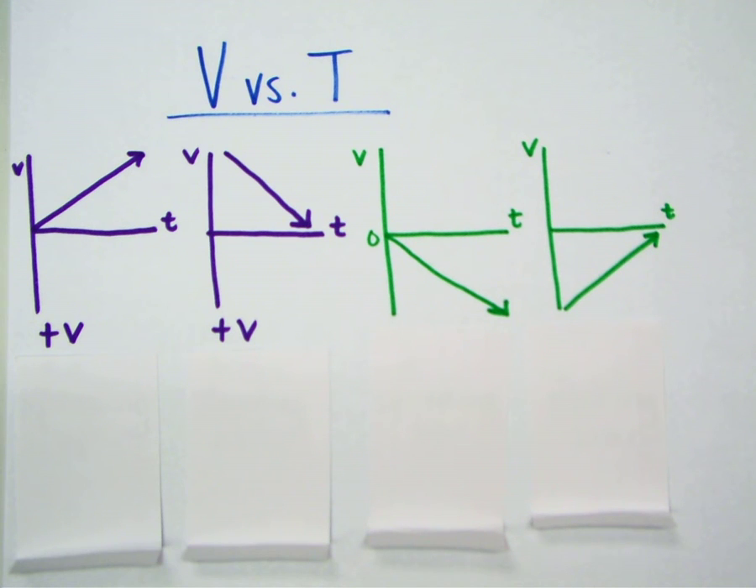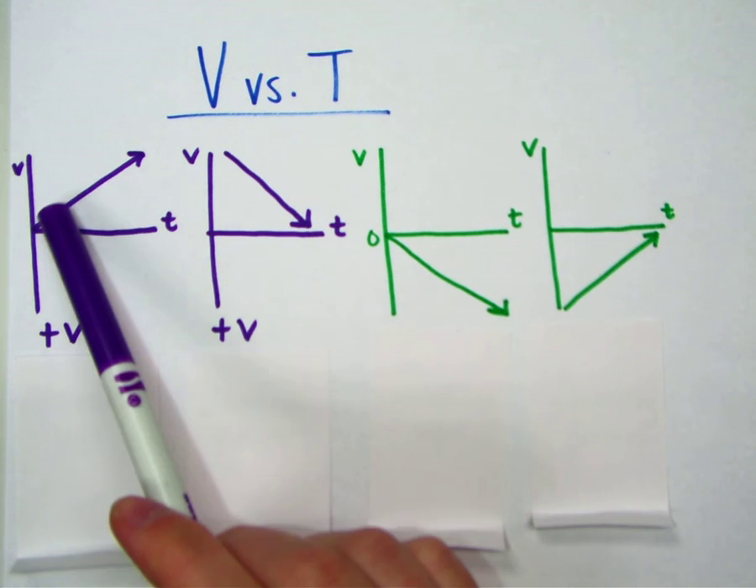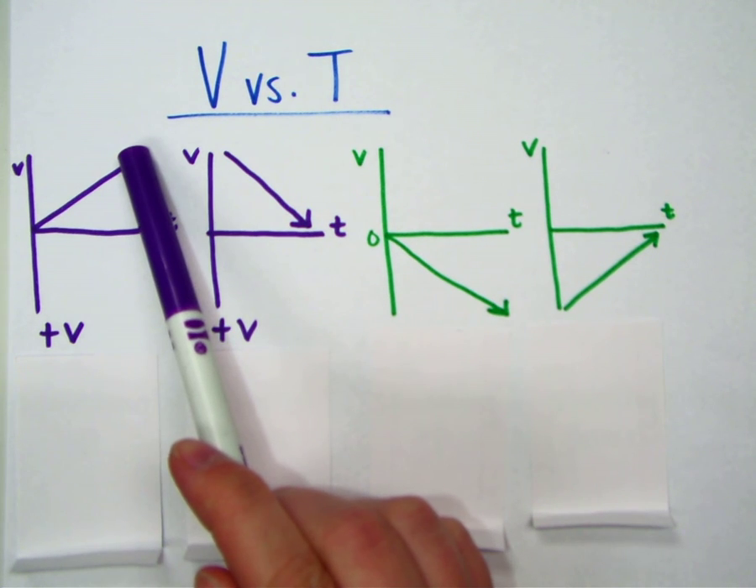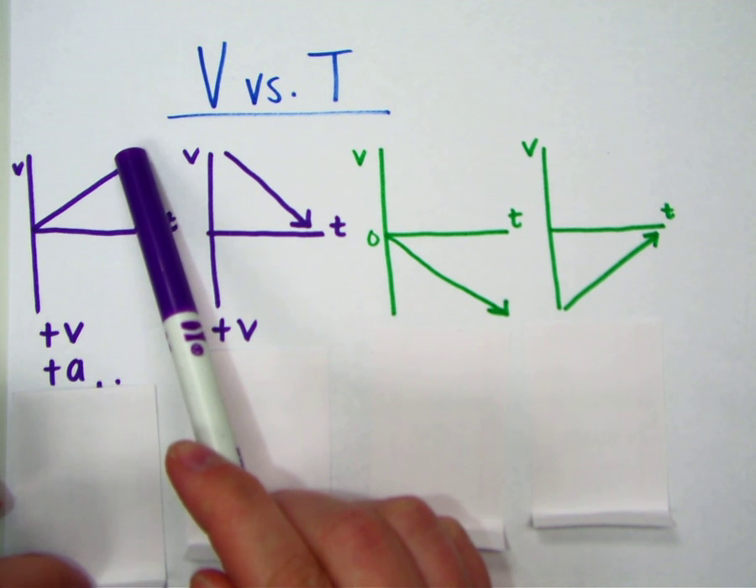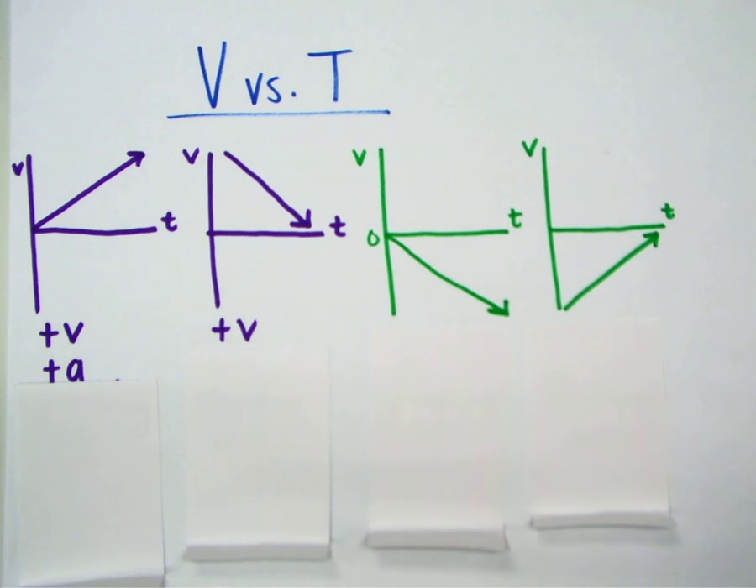Okay? On a V versus T graph, the slope represents the acceleration. In the first graph, we have a positive slope. That means the acceleration is also positive. When the objects have a positive velocity and a positive acceleration, what I like to say, they're going the same direction, then I know the object is speeding up.